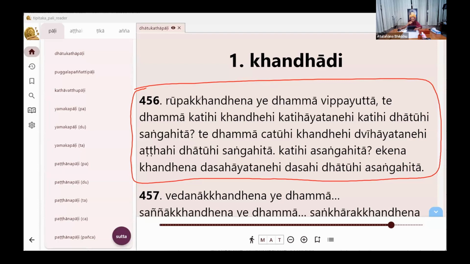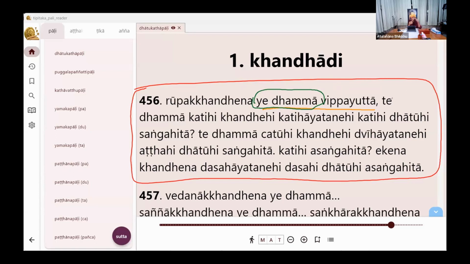So it starts with Rupa Khandena. We can recall the method number 7. The Pali is the same, right? The first state of inquiry is Rupa Khandena, and this part also is the same. Yedhamma Vipayutta is also the same. Yedhamma Vipayutta means the states which are disassociated, right? So Yedhamma is these states. So that's why we find it the same in both methods.